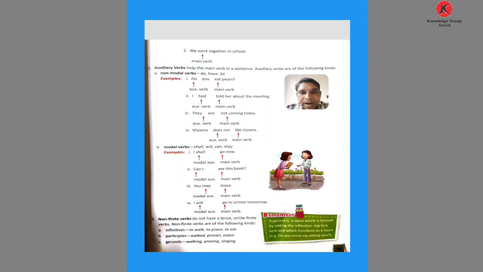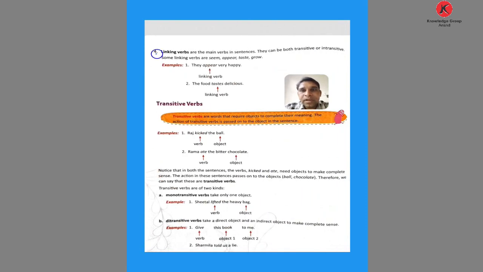Now participles: present participle and past participle we use. Here are given walked, proven, and eaten. See, had told, here we use the participle. Had walked, had gone. So we use the participle, the third form of the verb. Now the gerund is the present participle: walking, proving, singing, using the ing form with the main verb. That is the gerund.